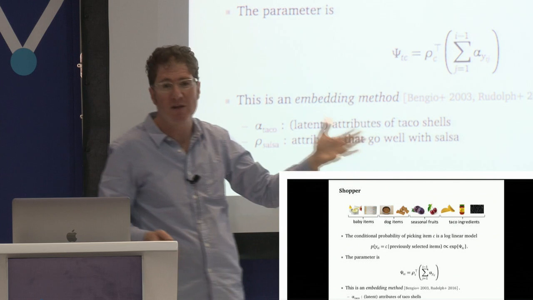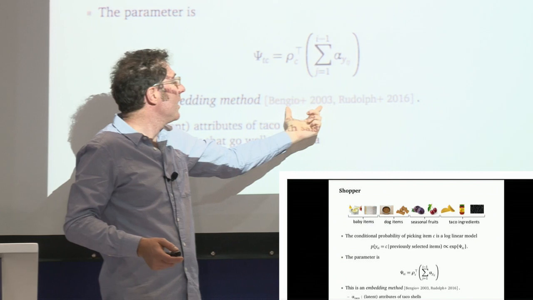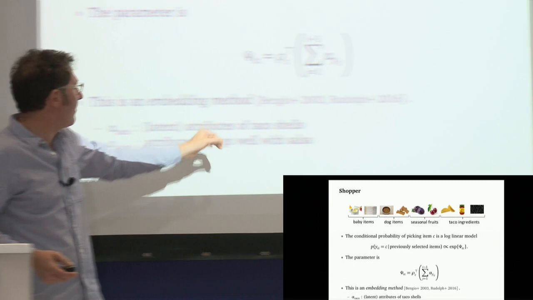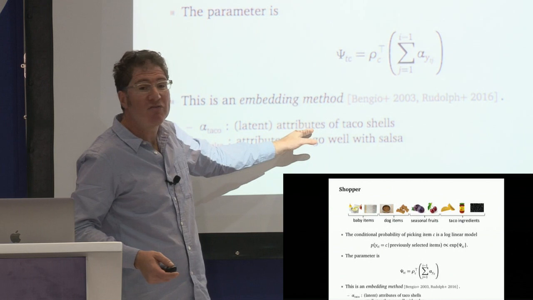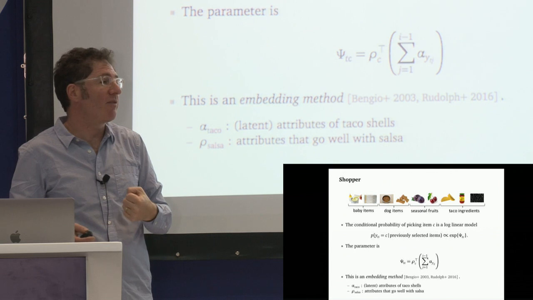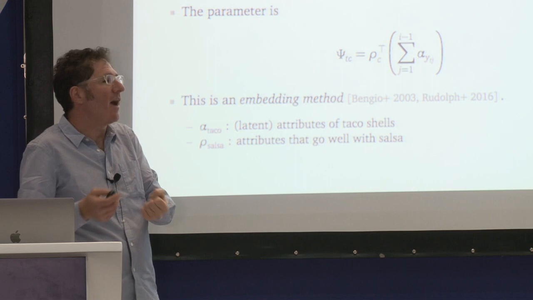My favorite paper about embeddings, also from Yoshua Bengio, this one from 2003, it's called the neural language model or something like that. Excellent paper about embeddings. We have also generalized embeddings to exponential families paper. But the idea is that this is an embedding method where alpha are the latent attributes of each item, like the latent attributes of jam, and rho are the attributes that go well with each item. So rho tells me which attributes peanut butter likes to get bought with, and alpha tells me what attributes are activated when that item is in the basket. Make sense?